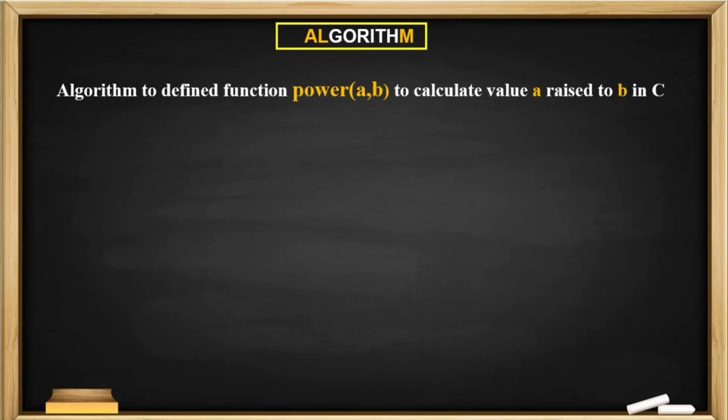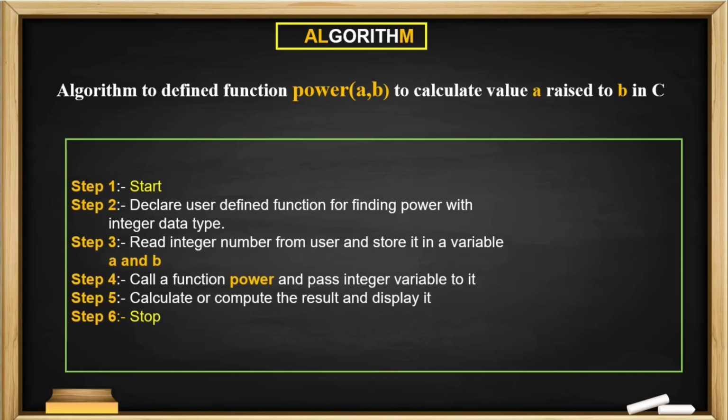An algorithm is a stepwise set of instructions to execute a task. We shall discuss an algorithm for our task, which is to write a user-defined function to calculate power, that is a to the power b. Here, step 1 is start. In step 2, we will declare a user-defined function for finding power with integer data type.